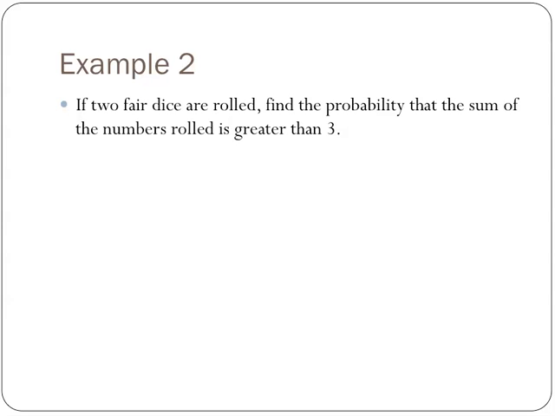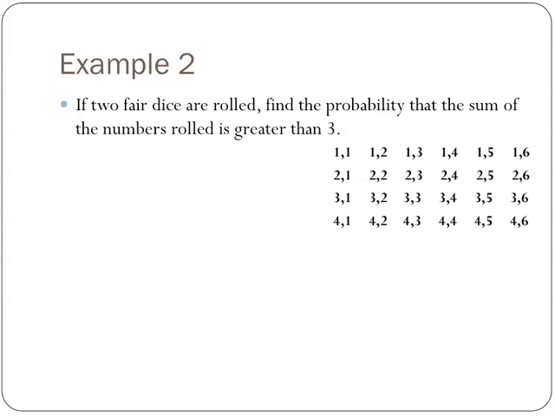You could have a 1 and then a 1, a 1 and then a 2, a 1 and a 3, all the way up to 1 and then a 6. And then let's account for if the first dice was 2 instead. So 2, 1, 2, 2, 2, 3, all the way up to 2, 6. And we continue this until we get up to 6. So you can see here we have 36 different possible outcomes. And now we're trying to find the probability that the sum of the numbers rolled is greater than 3.